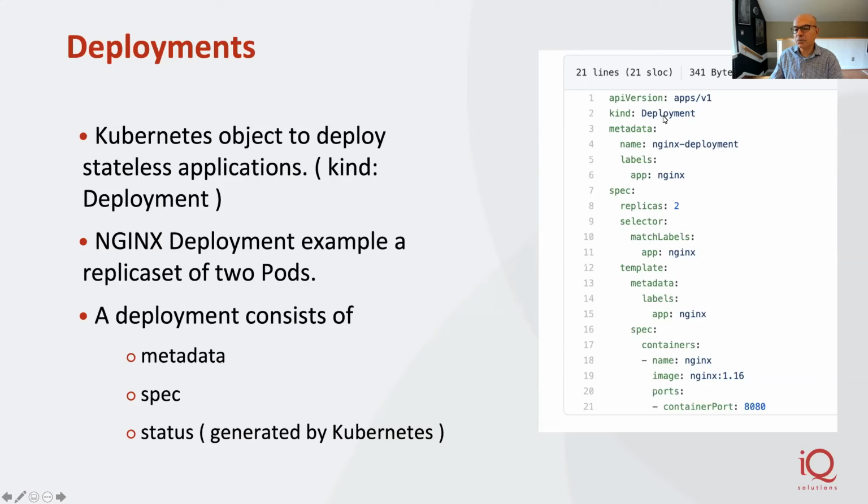There's a kind, and I'm saying deployment out here. I'm giving some metadata out here. I'm assigning some labels, and this is an Nginx deployment. And then I see a specification.